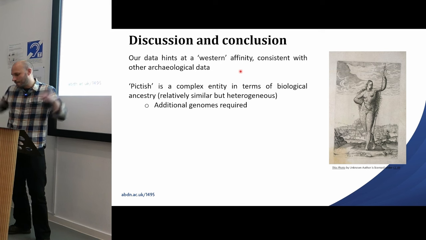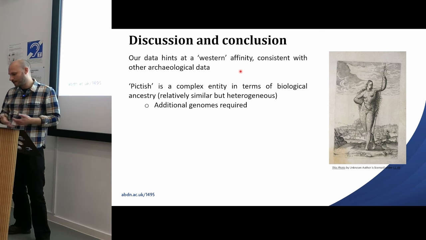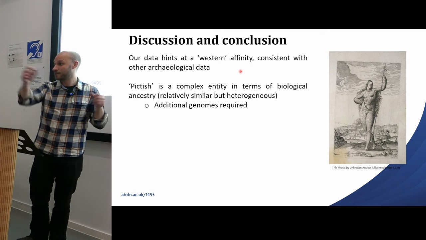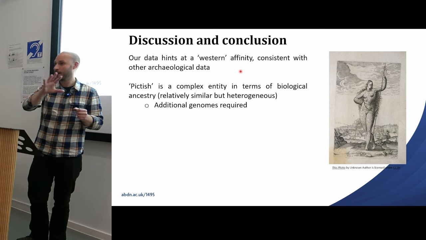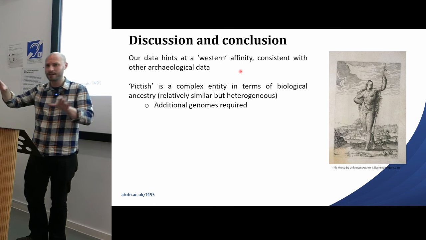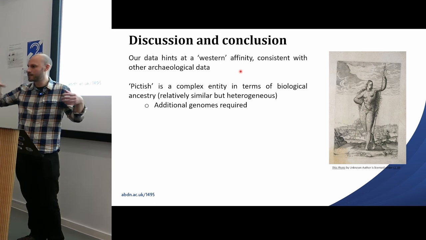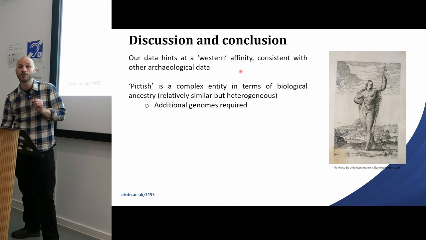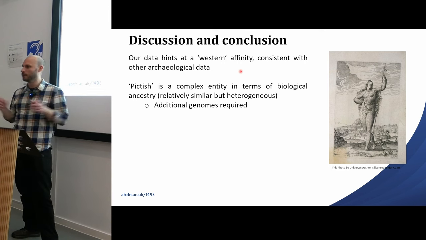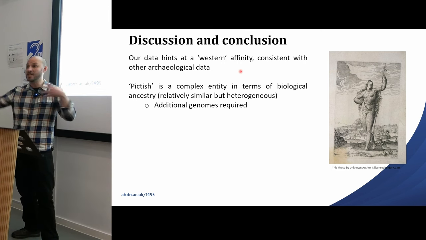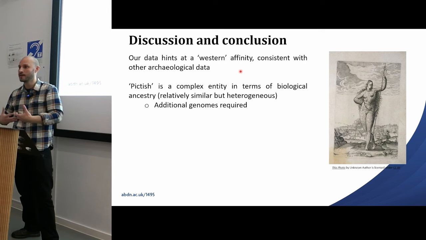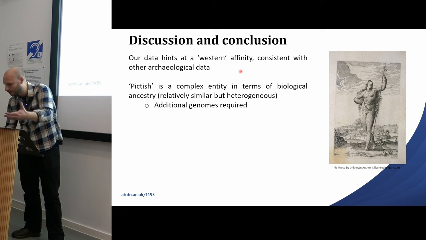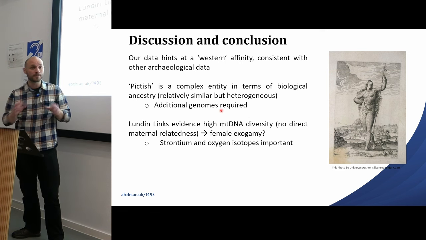Okay, so in terms of Pictish, it's a complex entity in terms of biological ancestry. It's relatively similar on a broad scale. As we see, they cluster together with other Orcadian genomes and so on, slightly separated. So on that macro scale, there is a degree of clustering within the Pictish genomes. But if we drill into the detail, we find a lot of heterogeneity too. Even cross-cultural, shall we say, IBD sharing, so shared recent common ancestors to the exclusion of other Picts, right? So it's a really, really intriguing level of detail. We do need more genomes to see how this pans out.